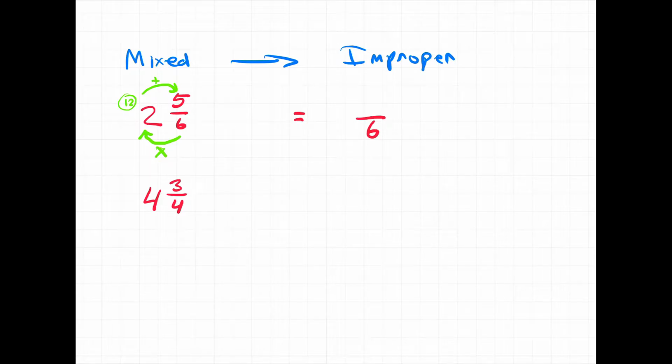So we need to have a consistent denominator. But in this case, to figure out the numerator, again, that's 6 times 2, which is 12, plus the 5. The numerator is going to be a 17.